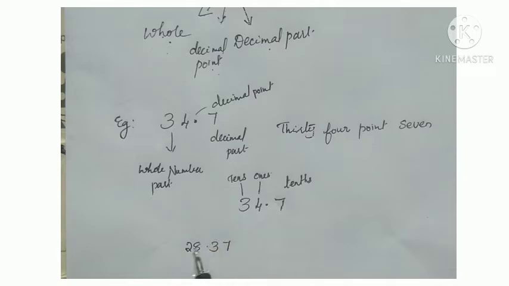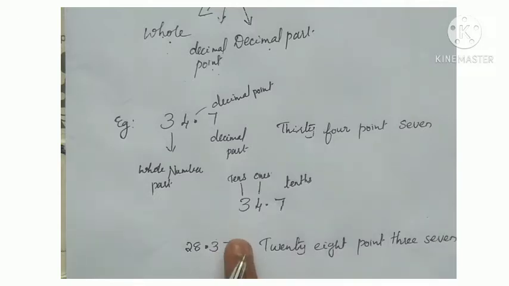This place is the decimal part and this is the whole number part. The separation is using the decimal point. How can we read this number? That is 28.37. For the decimal part, we have to read the name separately for each digit. Understand? So here we have to read three seven, not thirty-seven. So separately we can read the names. Understand?